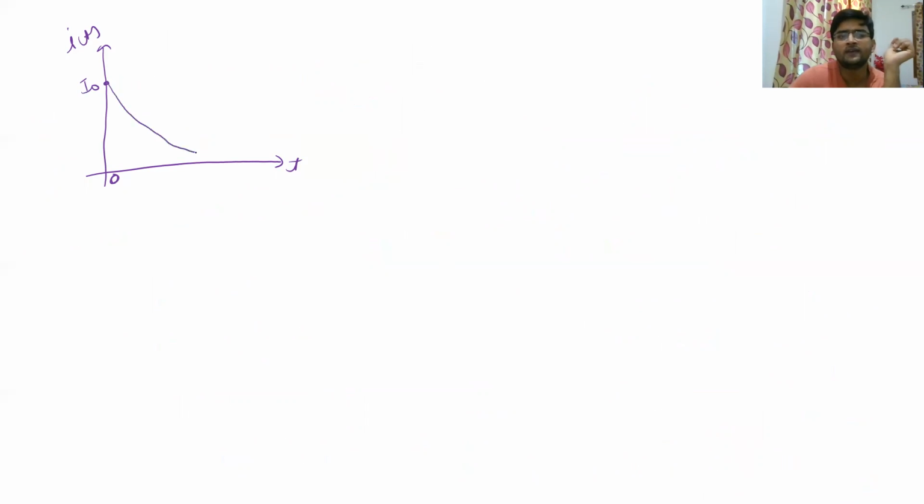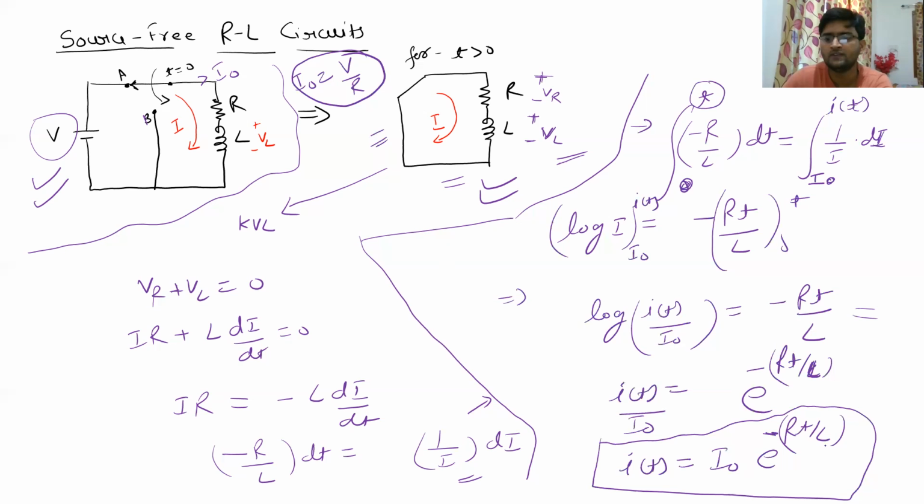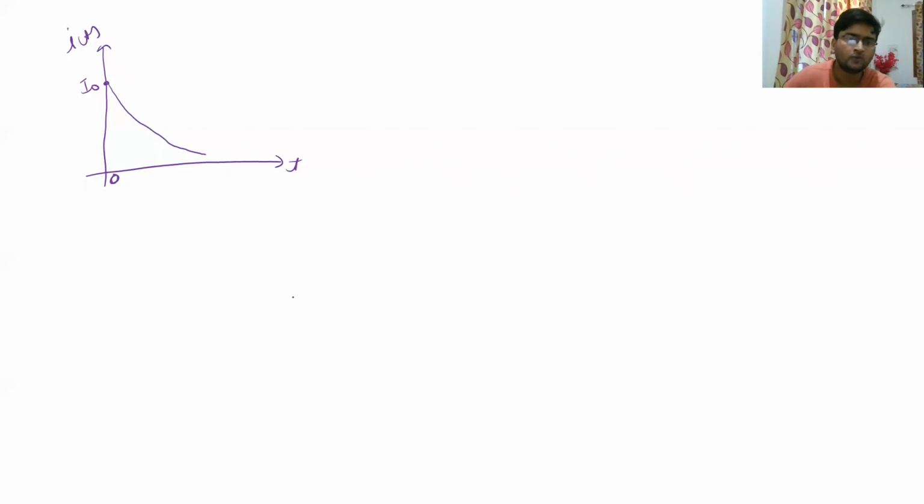So since this is the t equal to 0 point, your current will start from I naught and it will exponentially decrease. And if you put t equal to infinity, what is going to happen? e to the power minus infinity will be 0. So your i(t) is going to be 0 at infinite time. So at infinite time, in a steady state, the current is going to be 0. So this is called an exponentially decaying function. This is how a current will decay in a simple source-free RL circuit.